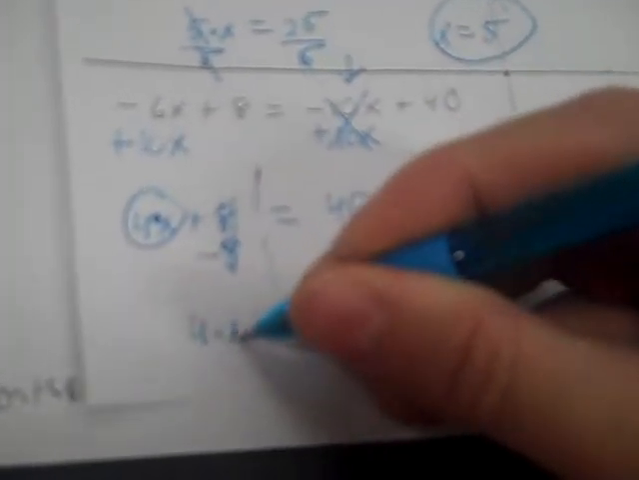So 4 dot x equals 32. Okay, done with that one. Now I see a multiplier. I'm going to do a division of 4. Okay, so 32 divided by 4 is 8.